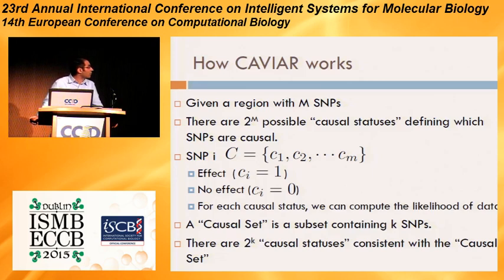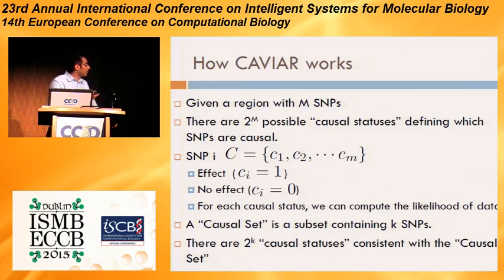So how does CAVIAR work? CAVIAR works based on a concept called causal status. So for one SNP, you can have two possible causal statuses. Either that SNP has an effect or it doesn't have an effect. So it's a binary value. Now, if you have a region with M SNPs and all of them are in LD, which means you cannot break the correlation between them, you can have 2 to the M possible causal statuses. Now, for each of these causal statuses, you can compute a likelihood. I won't go into the details of that. You can look at it in the previous paper.